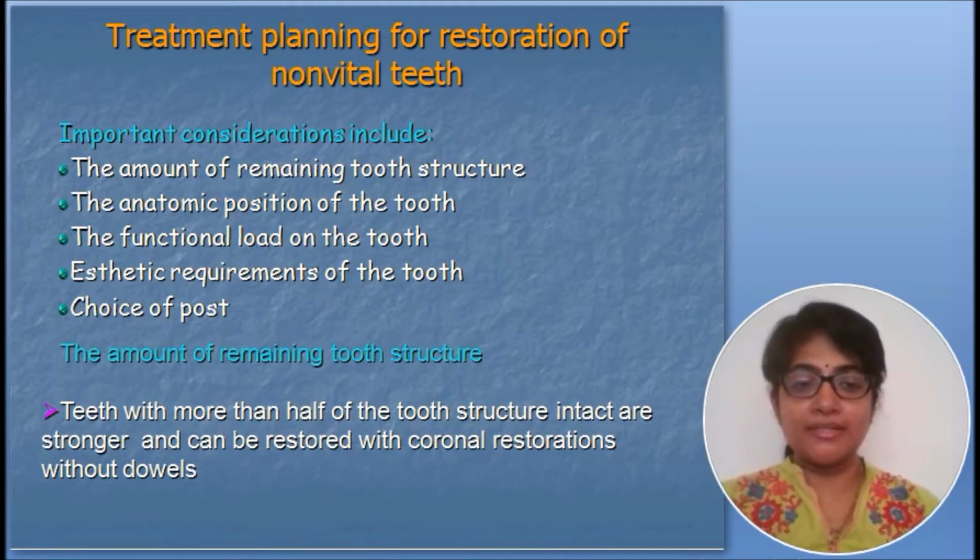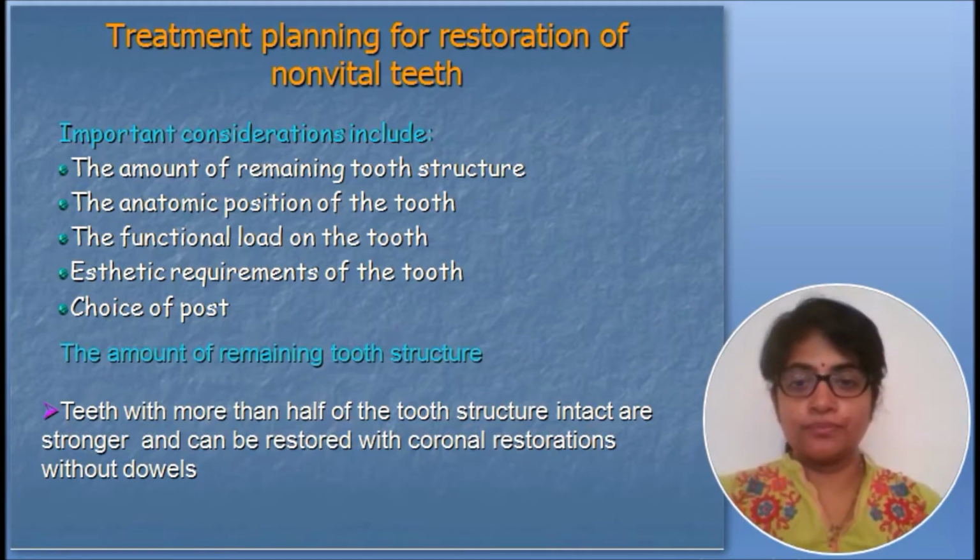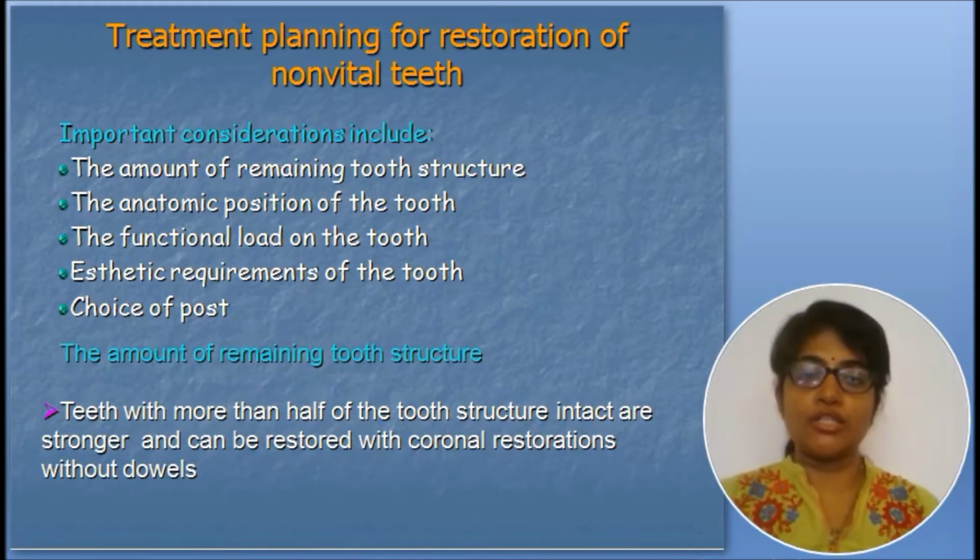Now, for such endodontically treated teeth, how do we plan the treatment? So, important considerations are the amount of remaining tooth structure, the anatomic position of the tooth, the functional load on the tooth, aesthetic requirement of the tooth and choice of the post. So the amount of remaining tooth structure is very important. Teeth with more than half of the tooth structure intact are stronger and can be restored with coronal restorations without dowels or posts. So teeth which have lost more than half of the tooth structure require post for retention of the core.